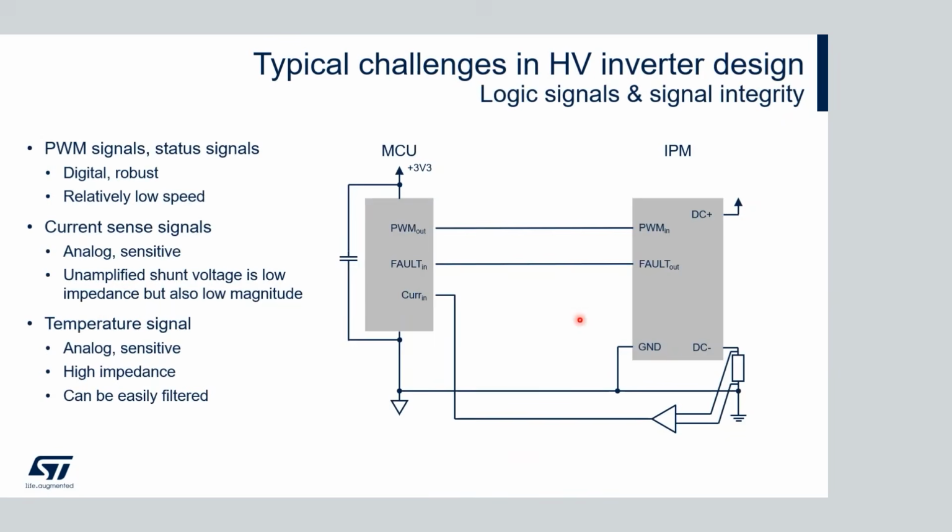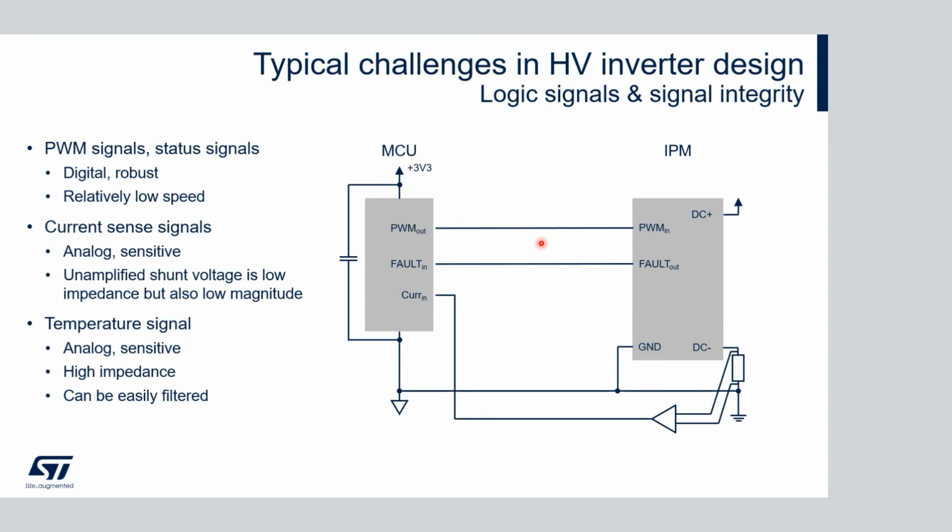There are also other signals to care about in the IPM design, and these are, for example, the PWM signals. These are digital, and these are the most robust signals on the low voltage side. So these don't usually require that much care. But still, if the IPM doesn't have protection against the shoot-through, it still might be beneficial to include some filtering and care about the design.